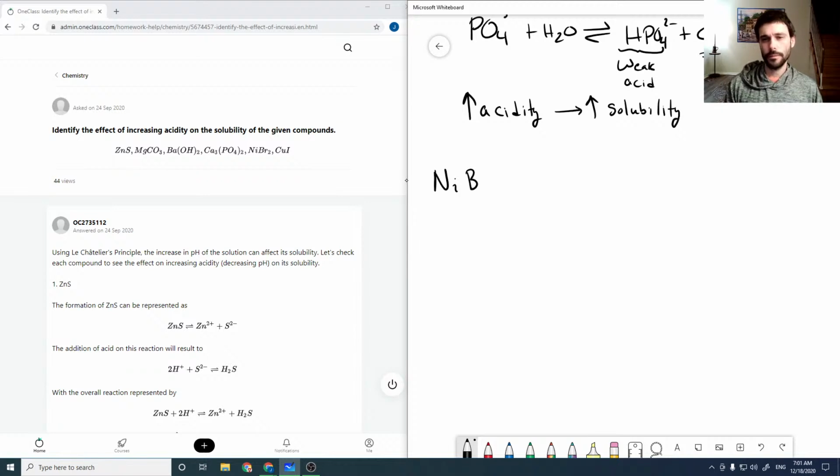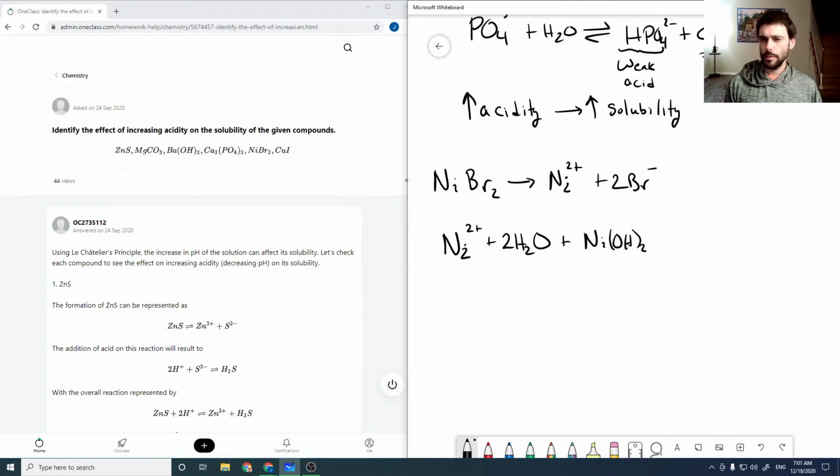Now for the next one, this is going to dissolve into nickel 2 plus and 2 Br minus. So in this case, we have nickel 2 plus, and so again, alkali earth metal. So Ni(OH)2, but this is a strong base, meaning it only goes that way. So we get nothing happening there.